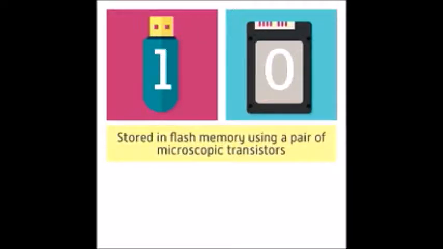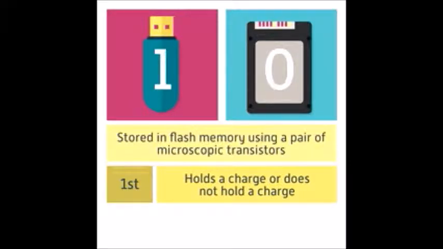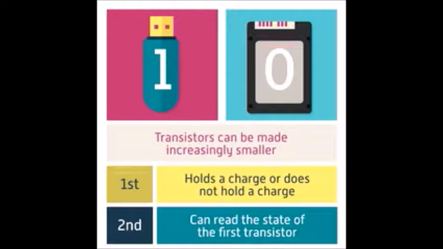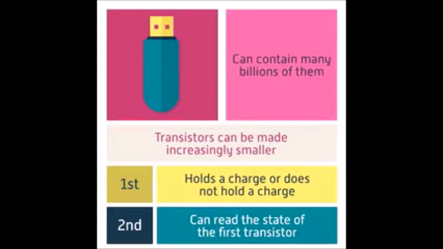Flash memory is increasingly popular in the form of solid-state drives, or SSDs, and USB pen drives, which are really called USB flash drives. Each bit of data, which is a single one or zero, is stored in flash memory using a pair of microscopic transistors. The first transistor either holds a charge or does not hold a charge to represent one or zero. The second transistor can read the state of the first transistor. As transistors can be made increasingly smaller, a USB flash drive can contain many billions of them.